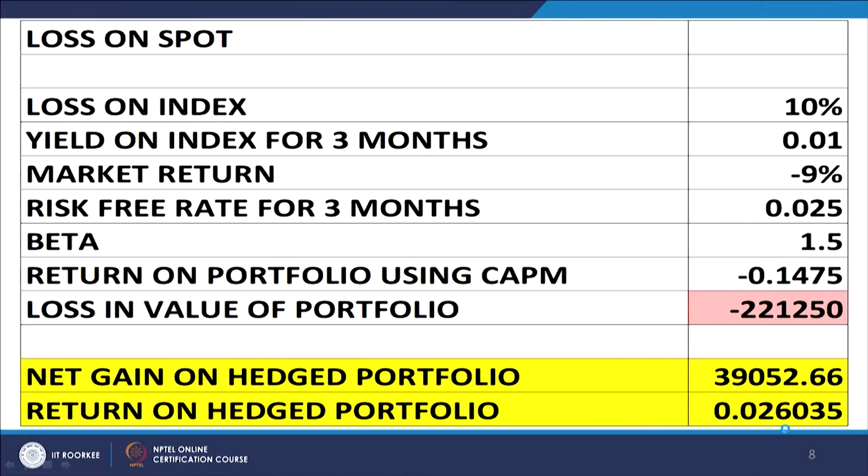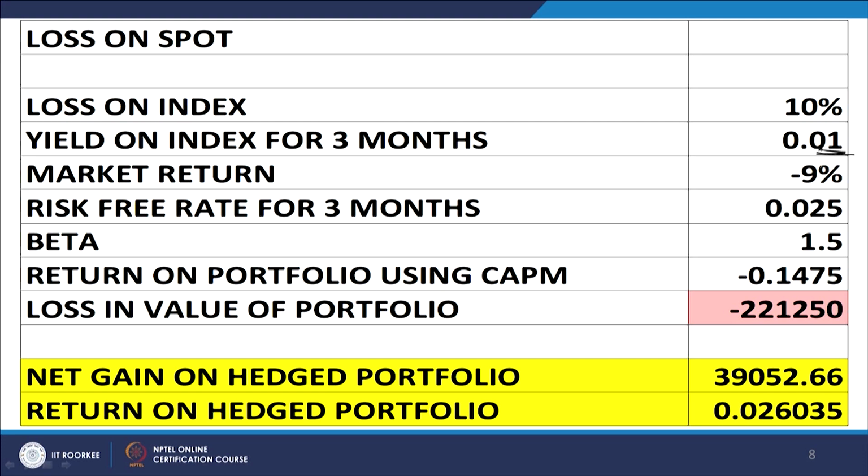Now, let us look at the cash position. The index has lost 10%. However, the index has a yield of 4% per annum. Therefore, in 3 months, the index has given us a return of 1%. The index has grown by this due to the yield, although the index has lost 10%.